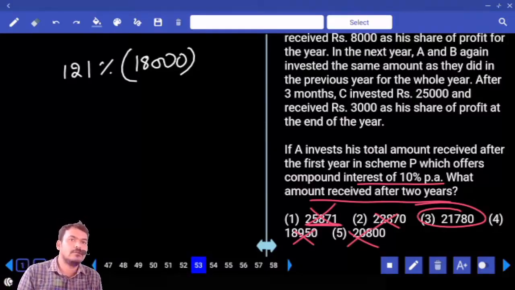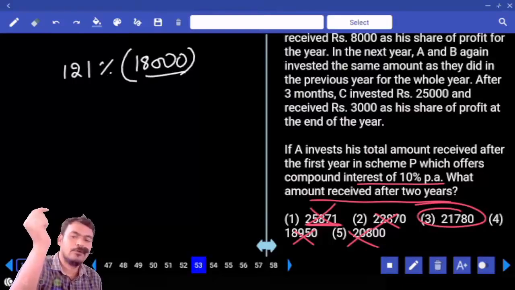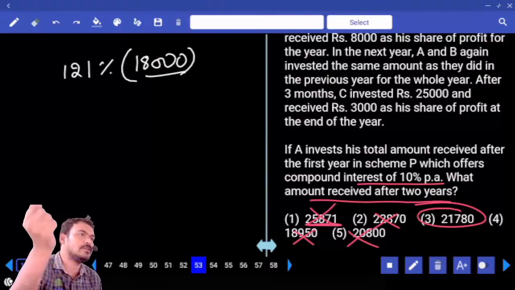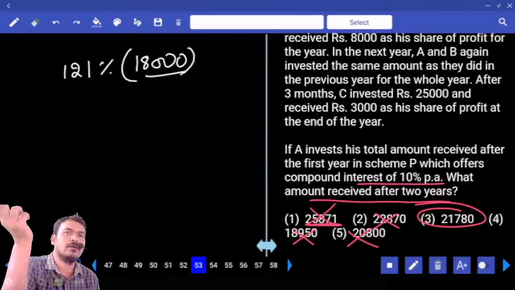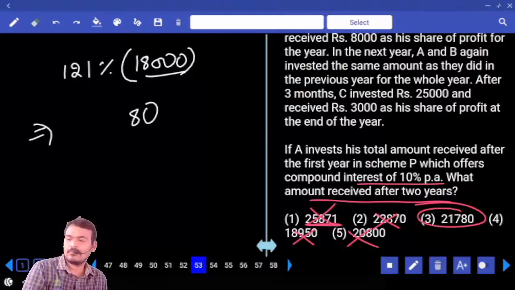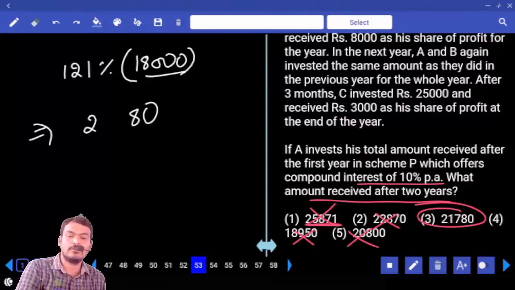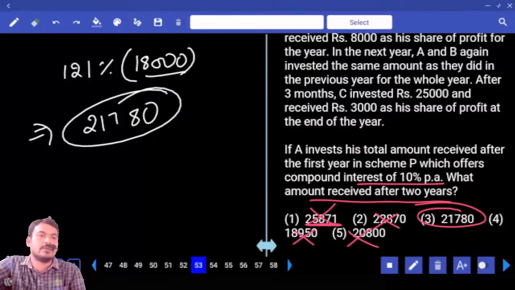Okay. 18,000 means initial investment plus profit or not? What is the initial investment? 10,000. Profit value 8,000. Total 18,000. That 18,000 is reinvested in scheme P or not? Scheme P rate of 10% for 2 years means he getting interest 21%. Then amount value 121% of 18,000 or not? Ending with 80 or not? How many options? Only one or not? Percentage 2 zeros are cancelled, ending with 80 or not?